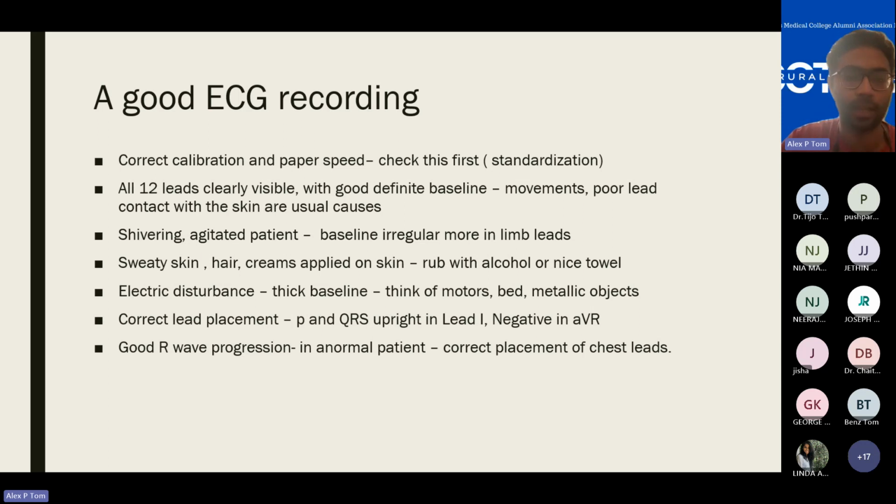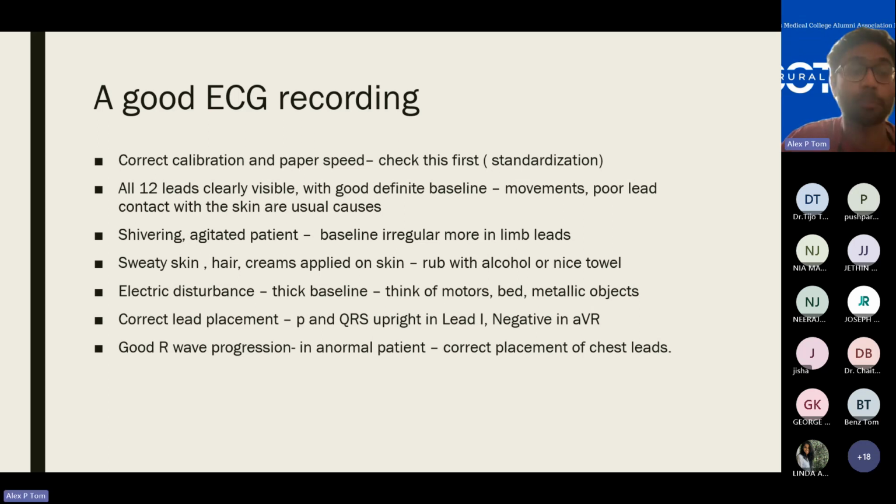And yeah, so when I say disturbance, what does that show on an ECG paper? You might see a very thick, irregular baseline. That is basically because of electrical disturbances. Look for any motors or any metallic objects that are coming in contact with the patient. Such things also can cause electrical disturbances.